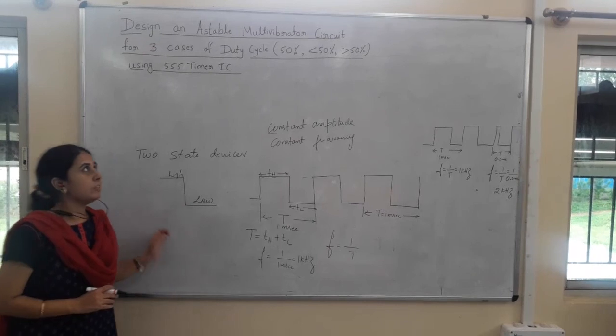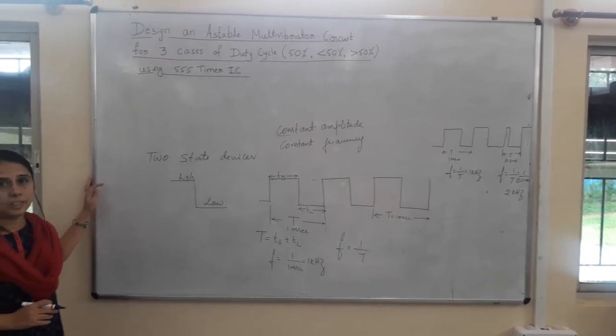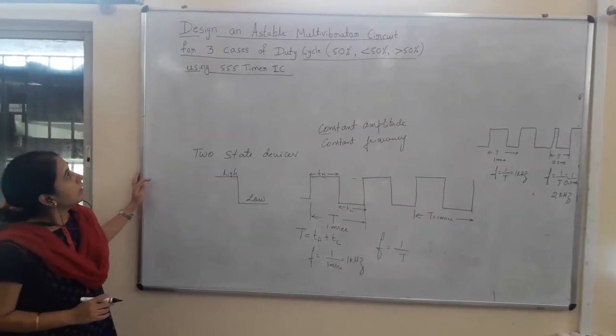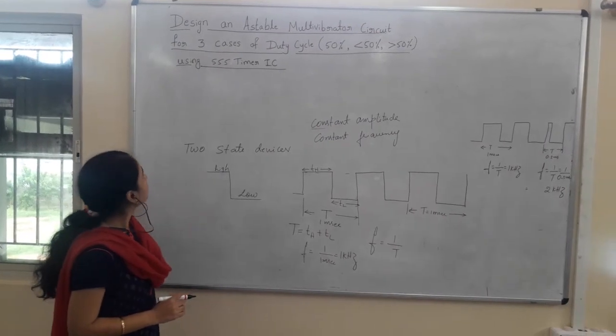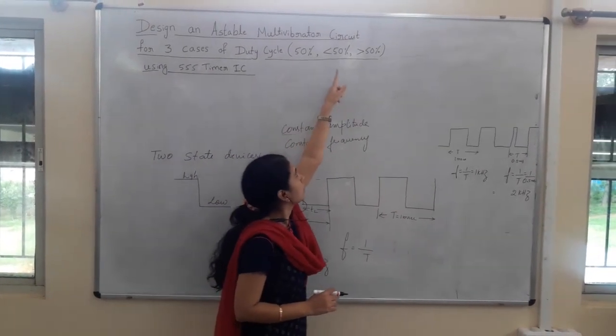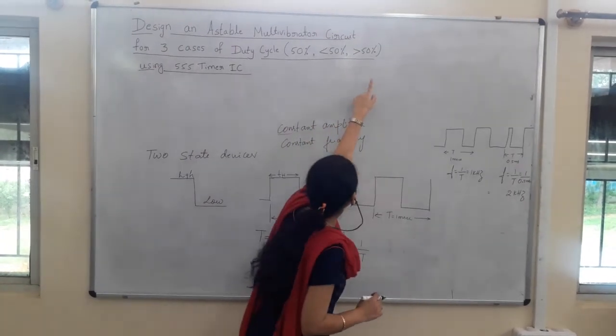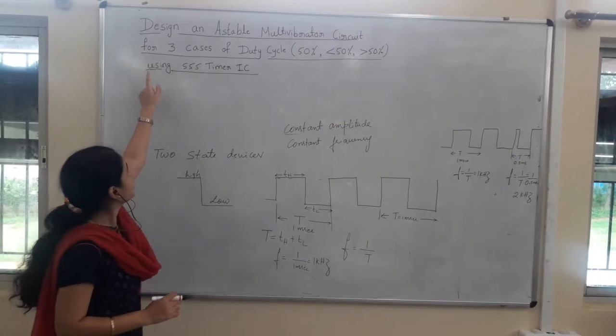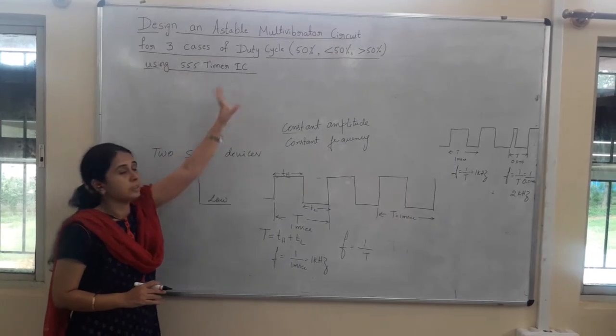So, today we will discuss the first experiment of AD, that is, design an astable multivibrator circuit for 3 cases of duty cycle: 50%, less than 50%, greater than 50% using 555 timer IC.